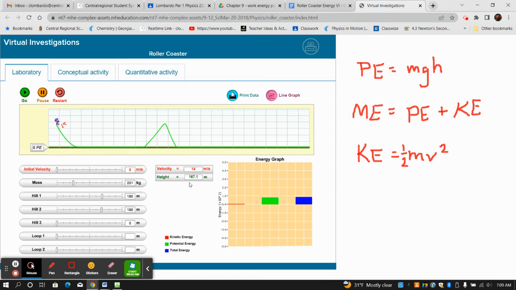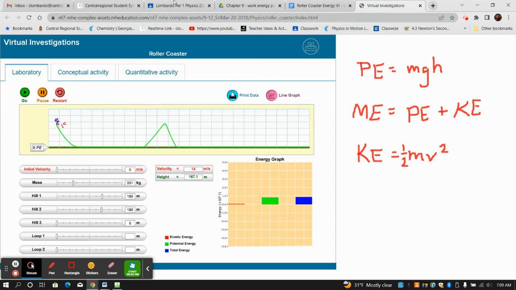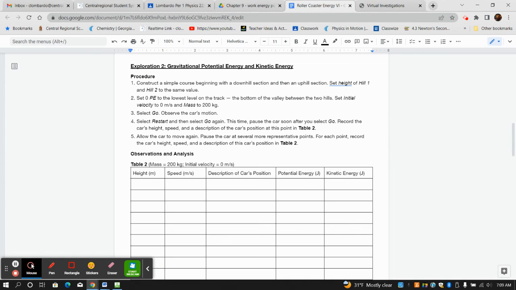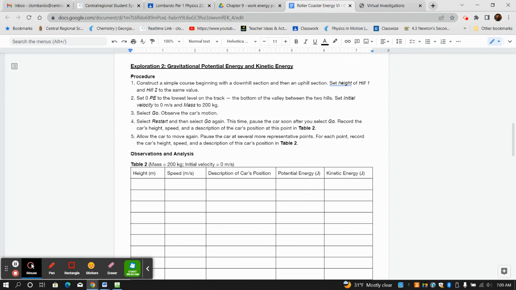Okay, so you would then list the height and speed. So we need height, we need speed, description of the car's position just after the start. Potential energy. Well, potential energy should just be mass times gravity times height. Now we can use just 10 for gravity instead of the 9.8 just to make the numbers come out a little nicer looking and clean. So that would be how you can calculate here for potential energy and your kinetic energy.